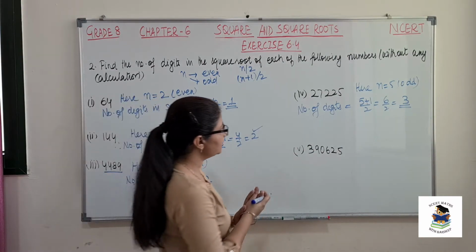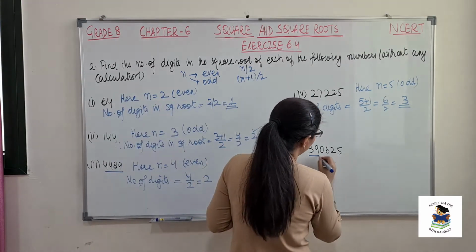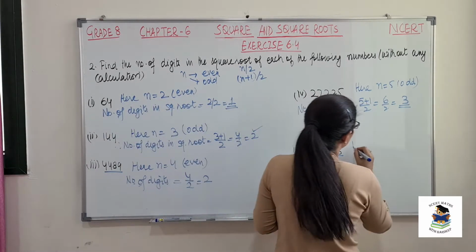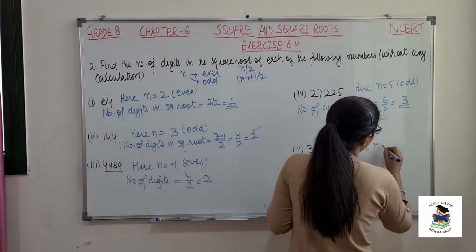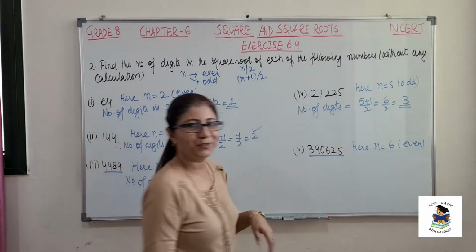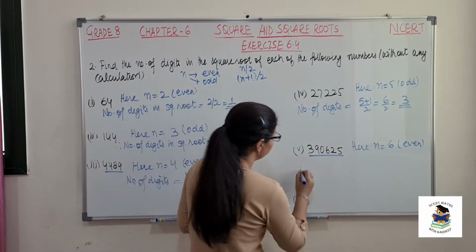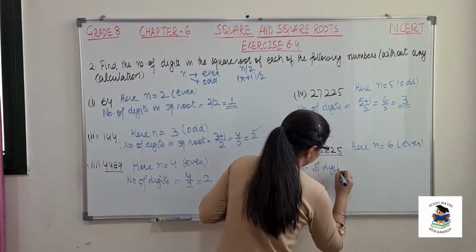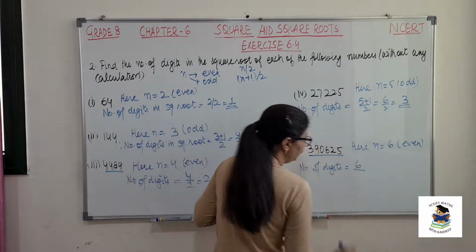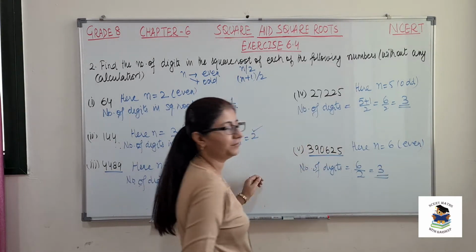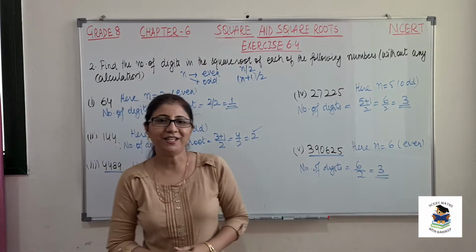Okay. So the last is 390625. So total 6 digits are there, so it is an even number. So here n is 6. In bracket you can write even. Then what should be the number of digits in its square root? This should be n by 2. That is 6 by 2, which is 3. Okay, so this is our second question.